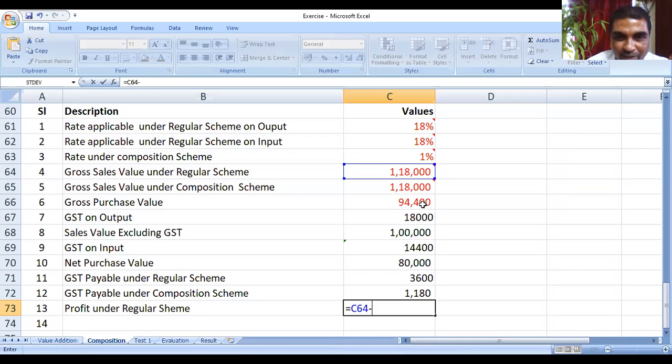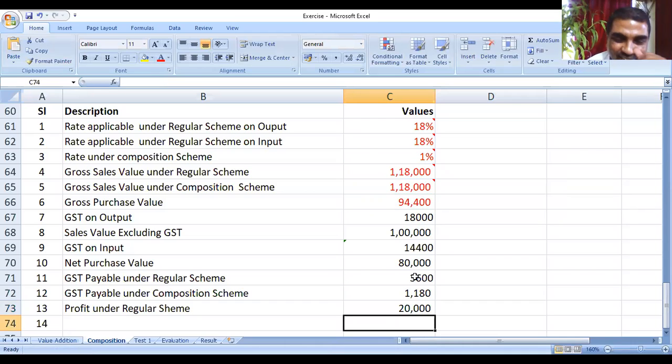Gross purchase value. Minus GST on output. What is that amount? Can you tell me? 18,000. Sorry, no, sir. 14,400. No. Think carefully. 3,600. Very good. That's the right answer. 3,600 is the GST payable.